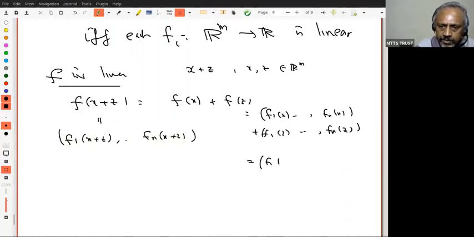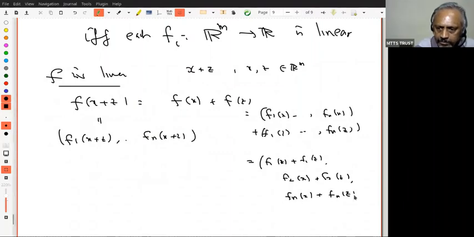That is f1 of z, f1 of x plus f1 of z plus f2 of x plus f2 of z, dot dot. The last one will be fn of x plus fn of z. Do you understand? This is a vector in Rn. This equal to this, an addition of two vectors I am writing. But since f is linear, what do I know? These two vectors must be the same.